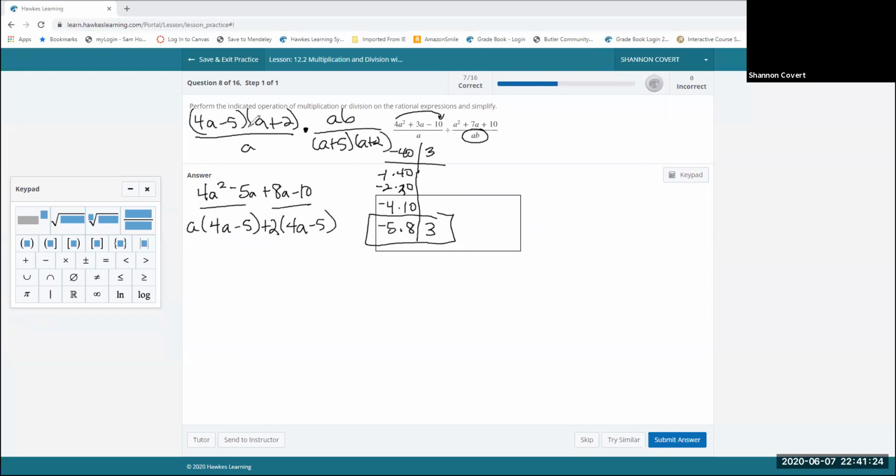And we'll start simplifying. a + 2 over a + 2. That a can divide out with that a. I think that's all. So in the numerator, I'm left with b times (4a − 5), and in the denominator, I'm left with a + 5.